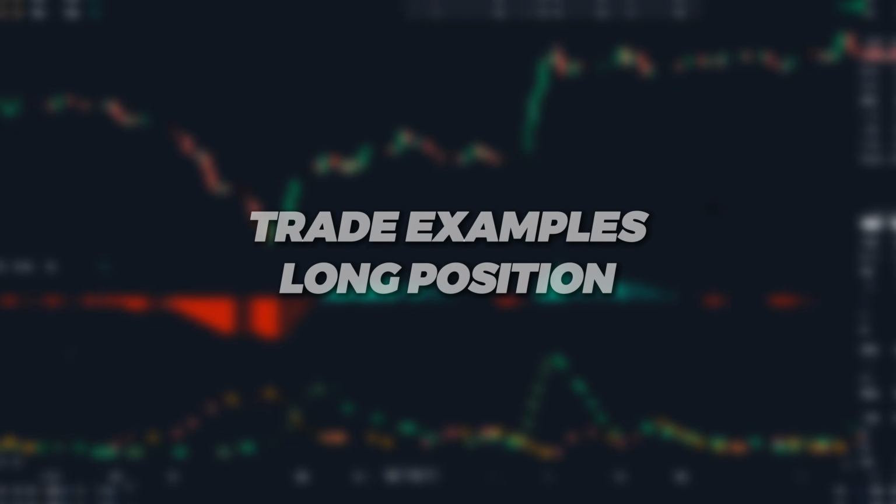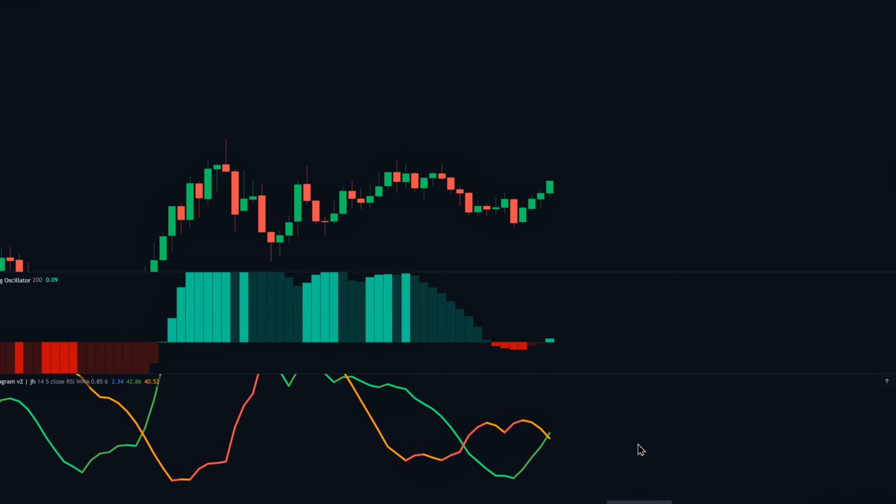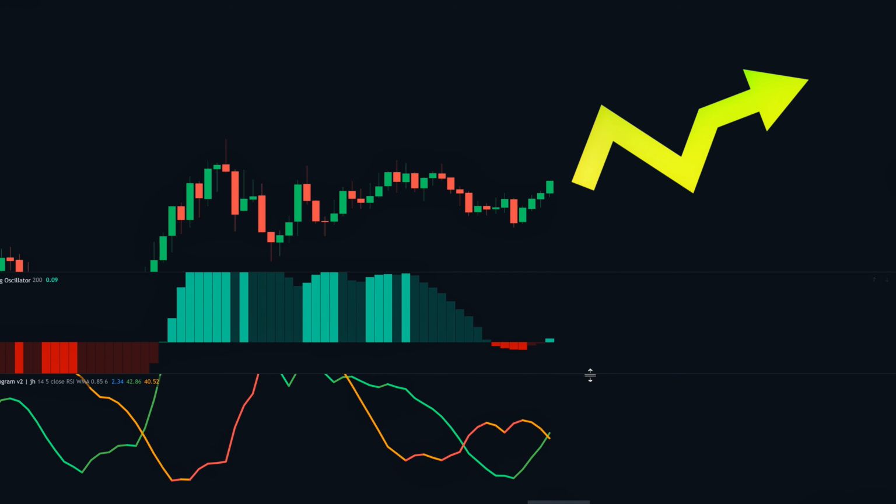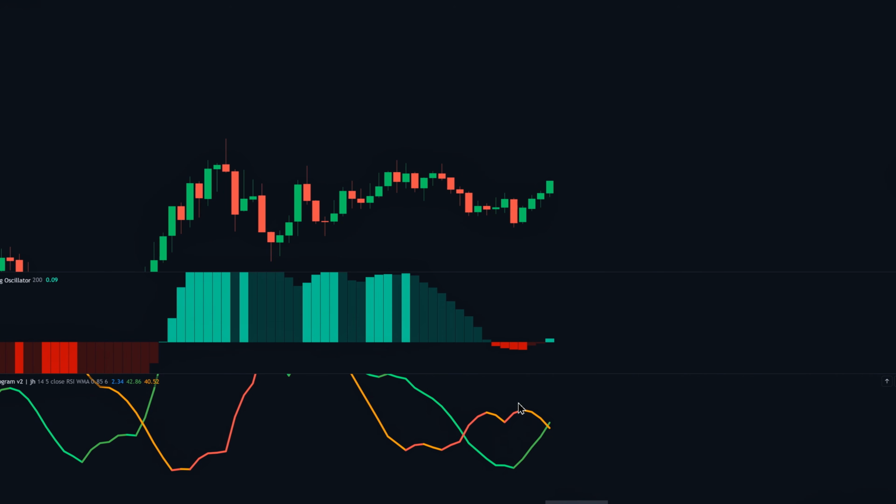So, for example, to take a long trade, the first condition is to identify the beginning of a bullish trend. To do that, we're going to look for the first instance of a crossover where this green plot crosses above the red-orange plot, like it did here. This indicates that the market is beginning to shift to a bullish trend.